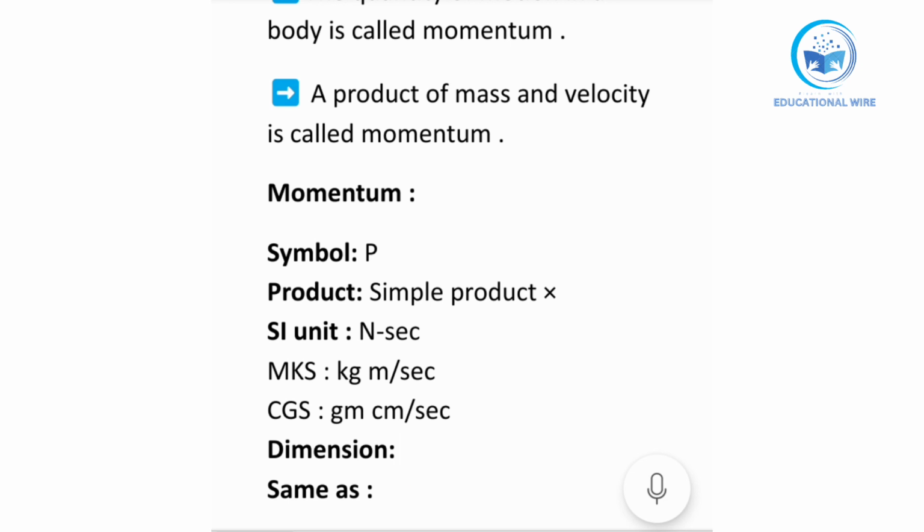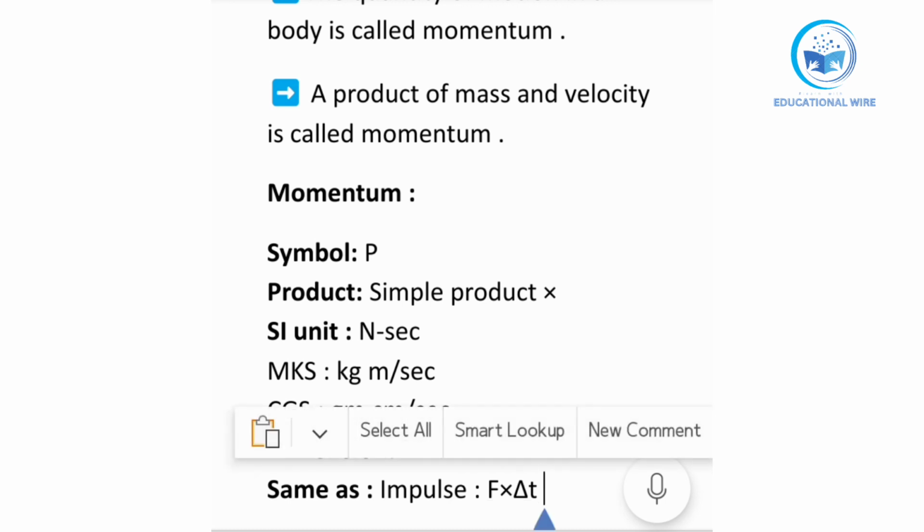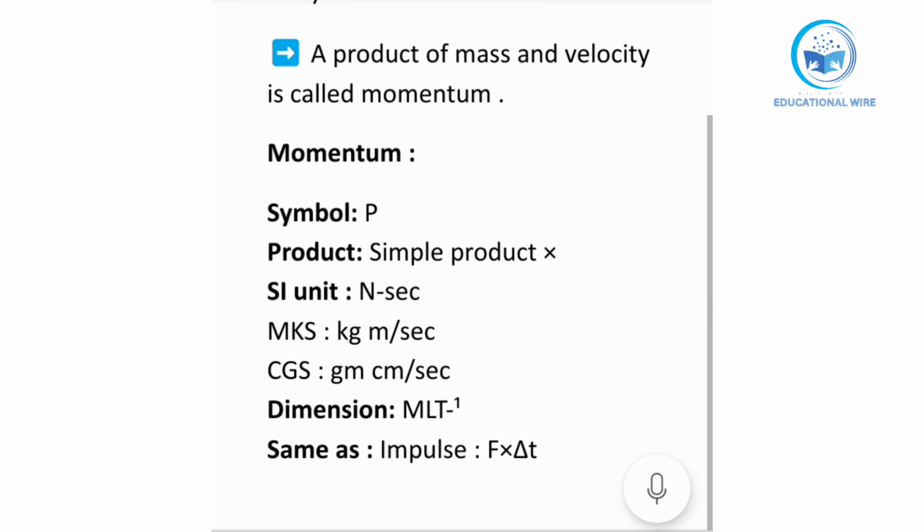Talking about its dimension, kilogram is M, meter is L, time is in the denominator T, and when it moves up it will be T to the power minus 1. So M L T power minus 1 is the dimension of momentum. It's the same as impulse. How it's the same as impulse, we will also do that further. It is the same as impulse because impulse is also force into a short interval of time, and the SI unit of impulse is also Newton second. Okay, now let's move further.